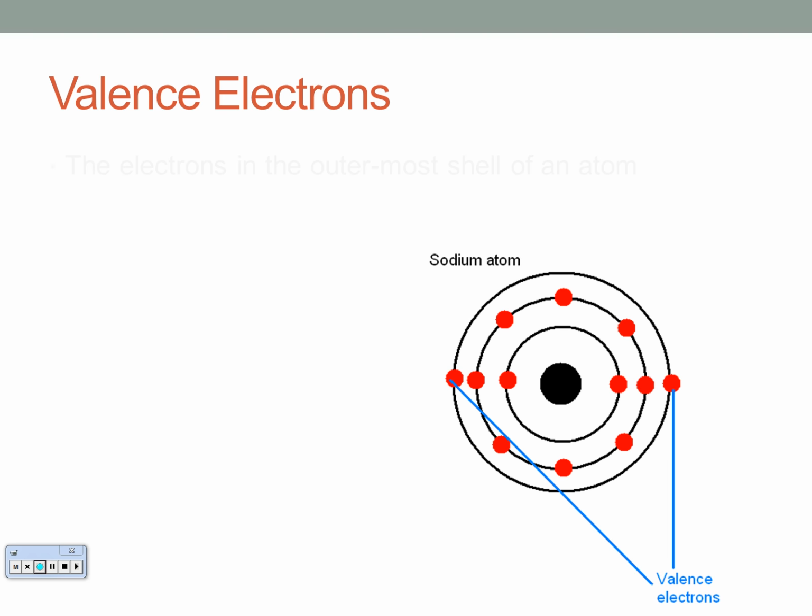Valence electrons are the electrons in the outermost shell of an atom. So if you look at this sodium atom, this one's pointing here, and here is the outermost shell. It's got 2 valence electrons.